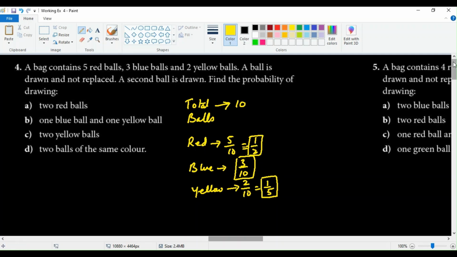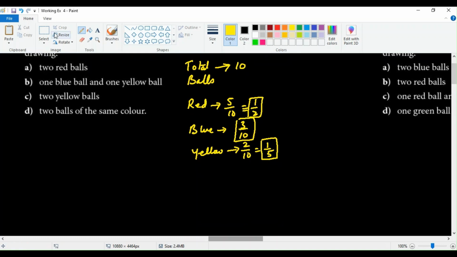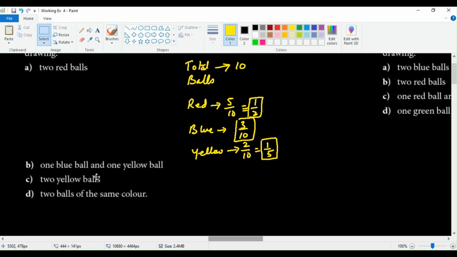Now comes the probability of having 2 red balls. I'll bring this down a little for you all to understand better. So 2 red balls is going to be 5 over 10 and then 4 over 9. The final answer is going to be 20 over 90, or simplifying gives you 2 over 9 as the answer for this question. Next comes first blue and then yellow.